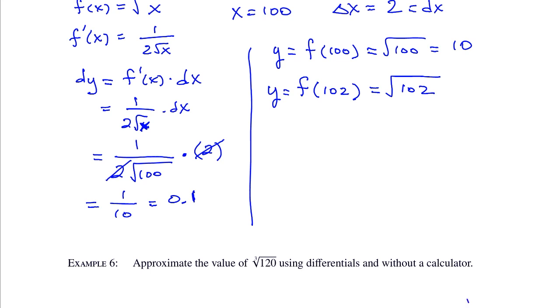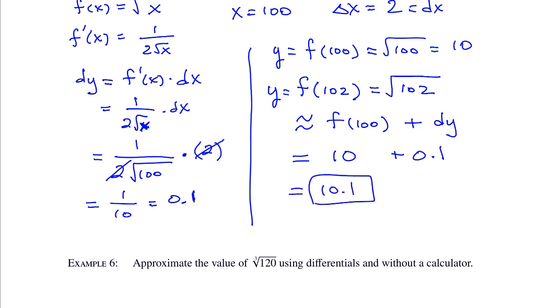Then we know that this is approximately the y value at the fixed point for x, so f of 100, plus the differential. Now this piece is approximate, but everything I tell you afterwards is still the exact numbers. So this is 10 plus 0.1, which is 10.1. So the differential tells us that the square root of 102 is 10.1.